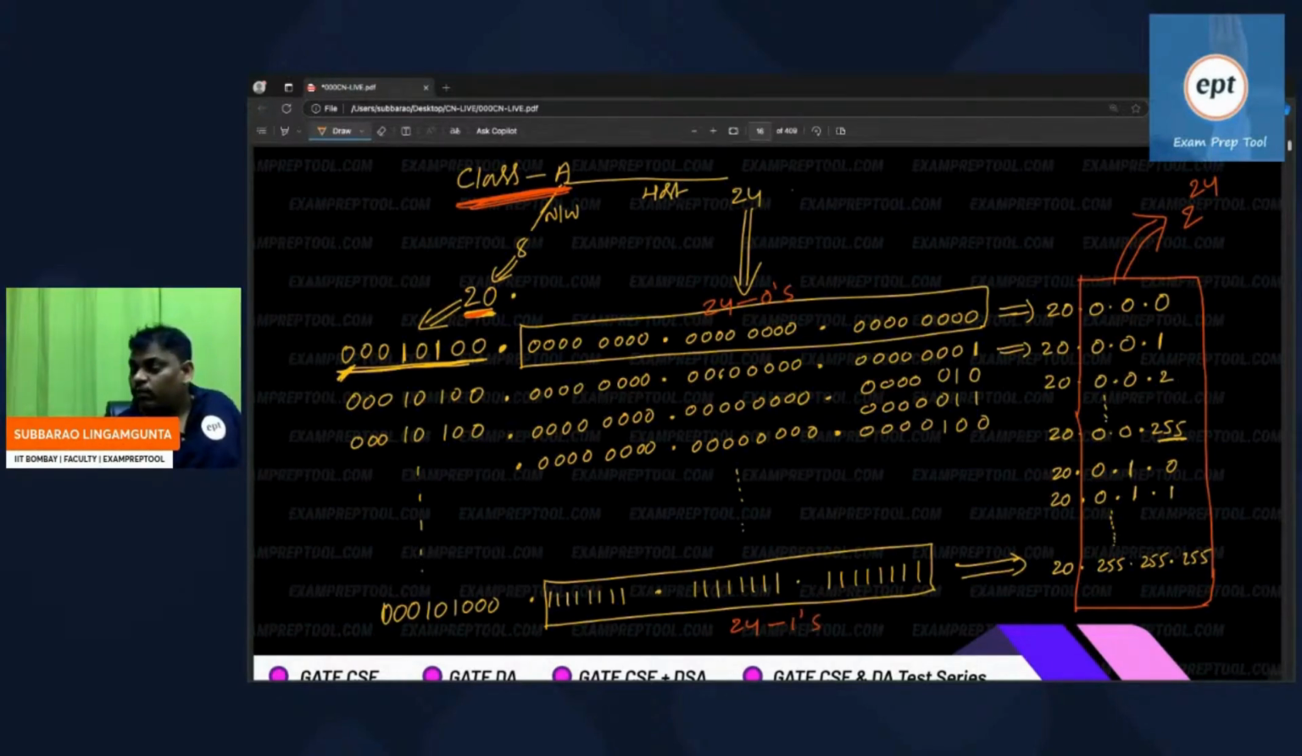2 power 24 hosts possible. Now listen everyone. How many people will give the answer to me? Class A network purpose 8 bits. Please give answer to me. Class A network purpose 8 bits. Can you say what is the first class A network number?